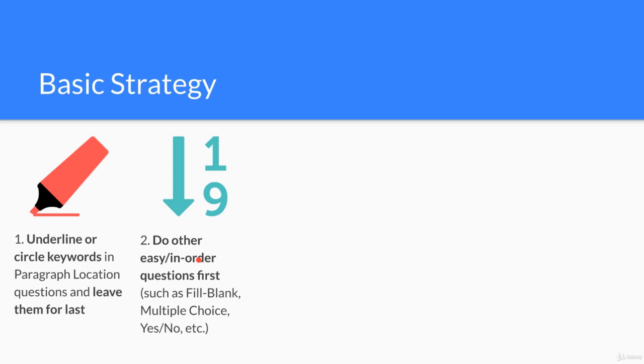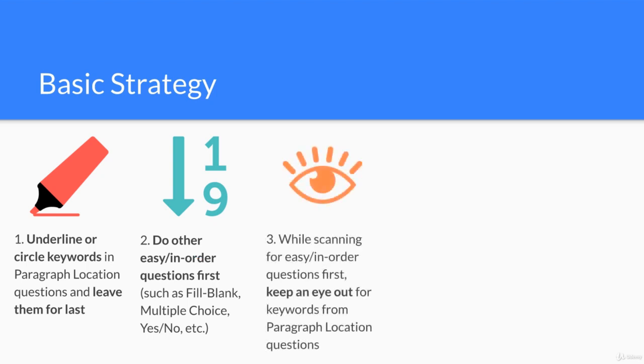So when you are looking for the keywords to these easy questions in the reading passage, you have to keep an eye out for the keywords from the paragraph location questions. So remember how we mark the keywords in step number 1 in the paragraph location questions? Well, you have to have those keywords in the back of your mind so that when you are scanning for the keywords to these easy questions, you'll have the opportunity to also take note of the keywords from the paragraph location questions. And if those keywords jump out at you while you are searching for the keywords to these easy questions, then go ahead and mark them.